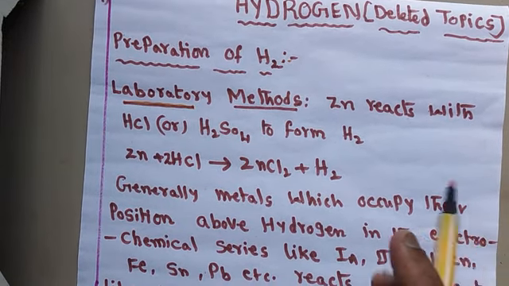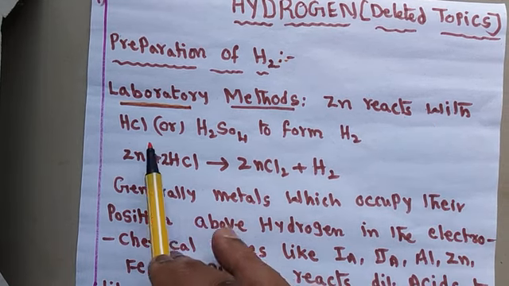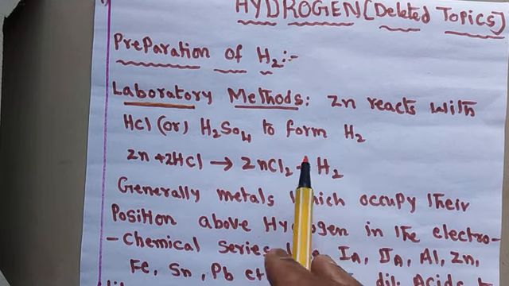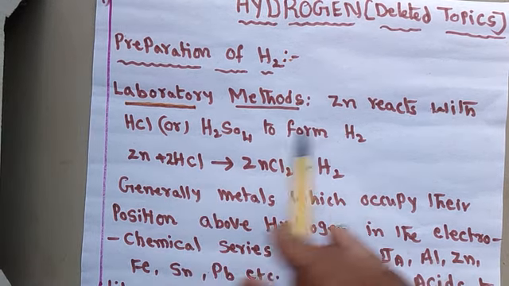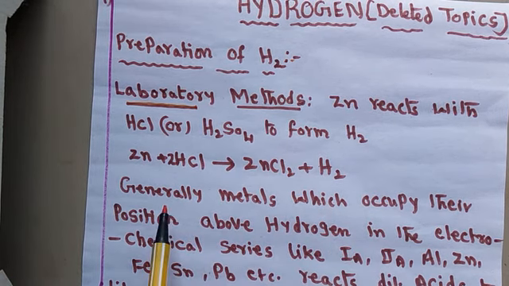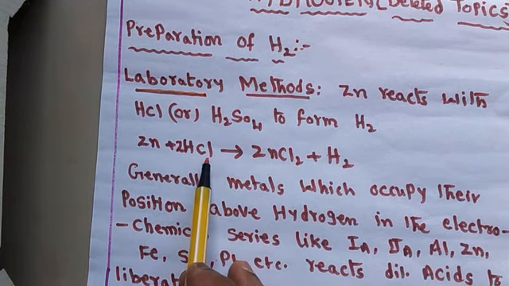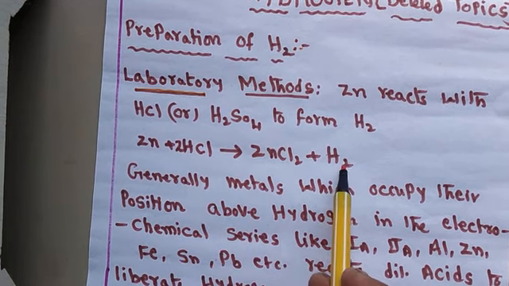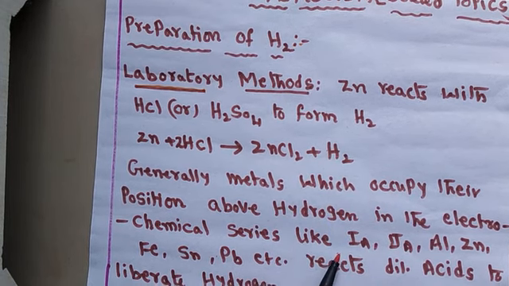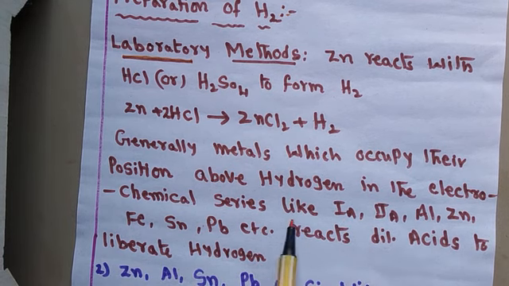In the laboratory methods, first, zinc reacts with hydrochloric acid or sulfuric acid to form hydrogen. We are using dilute acids, hydrochloric acid or sulfuric acid, to form hydrogen. So what is the reaction? Zinc reacts with dilute hydrochloric acid to form zinc chloride and hydrogen. Generally, the metals which occupy a position above hydrogen in the electrochemical series do this.